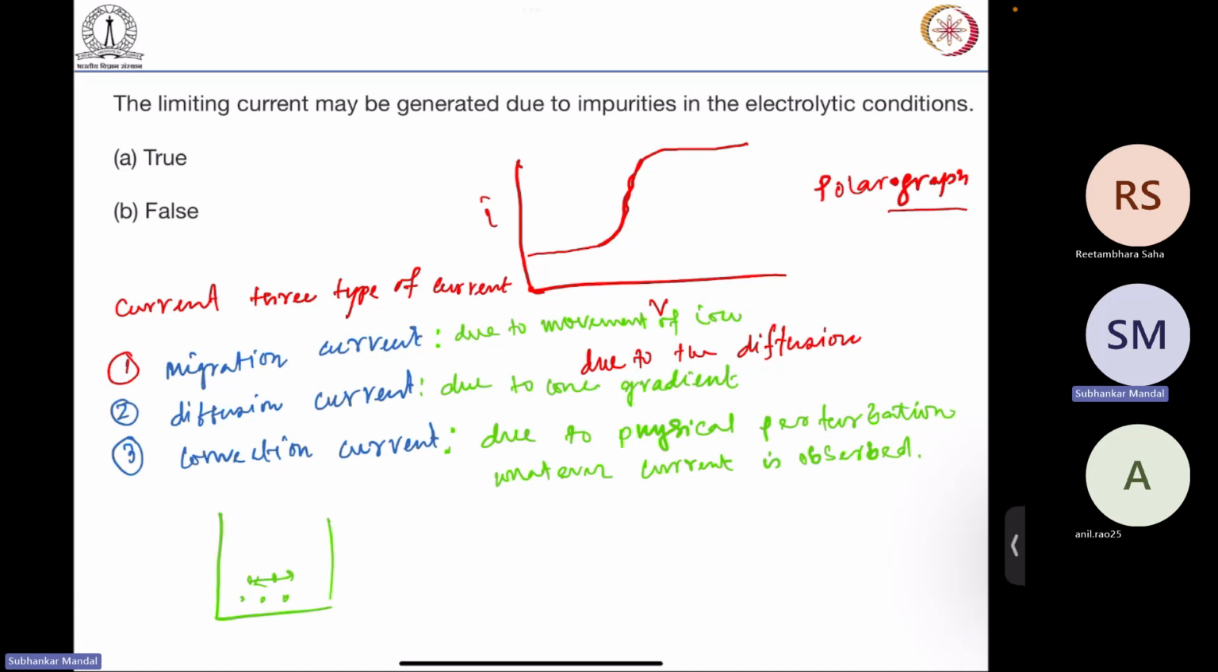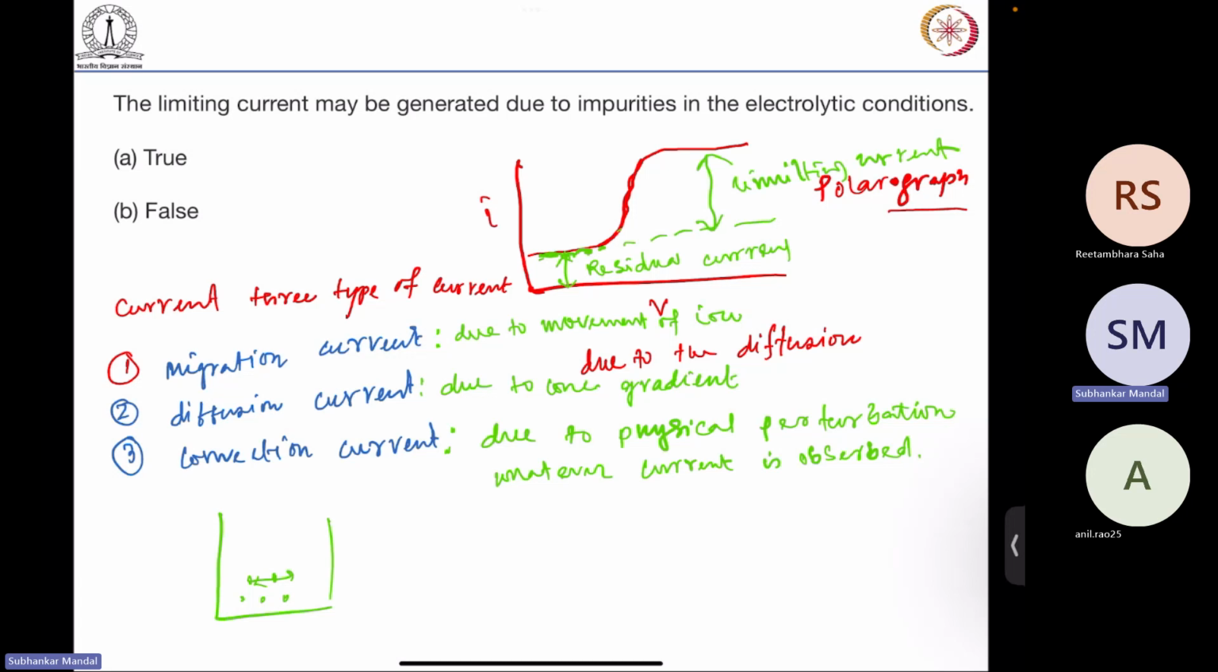So this is the thing. You have the supporting electrolyte, so you are getting this current, and after that you are getting a steady state. Whatever current this is, that is called residual current. And if you plot it up, this is the limiting current. It is also called the migration and diffusion current.